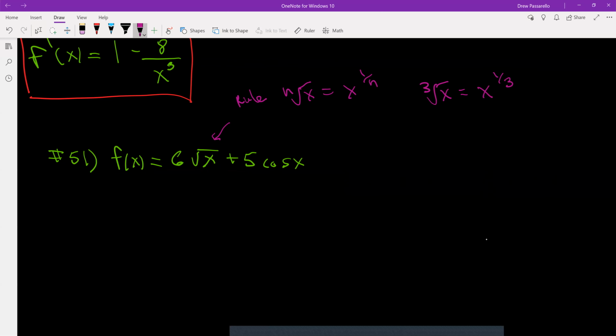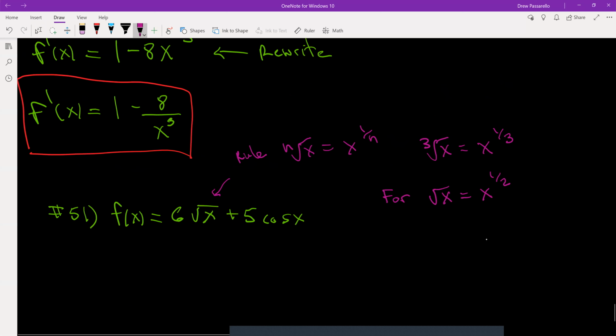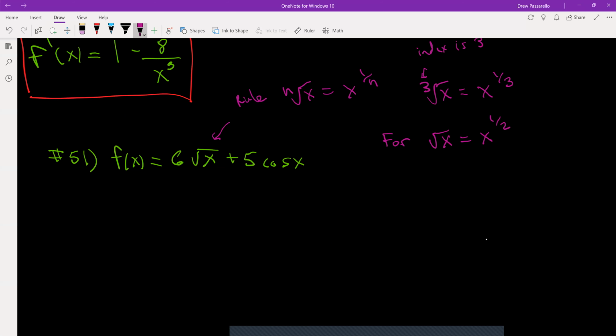Now here I have a square root, and the square root of x is equal to x to the 1/2. They don't write the index, like for cube root, 3 is the index. They don't write the index for square root. The index is assumed to be 2. So you could technically write it with a 2 for the index, but they just don't write it. It's like one of those things where they don't write 1.